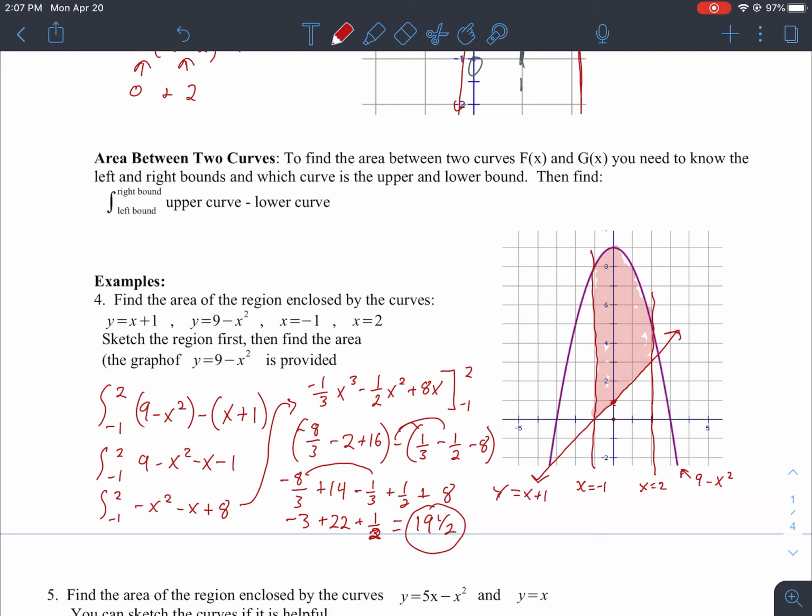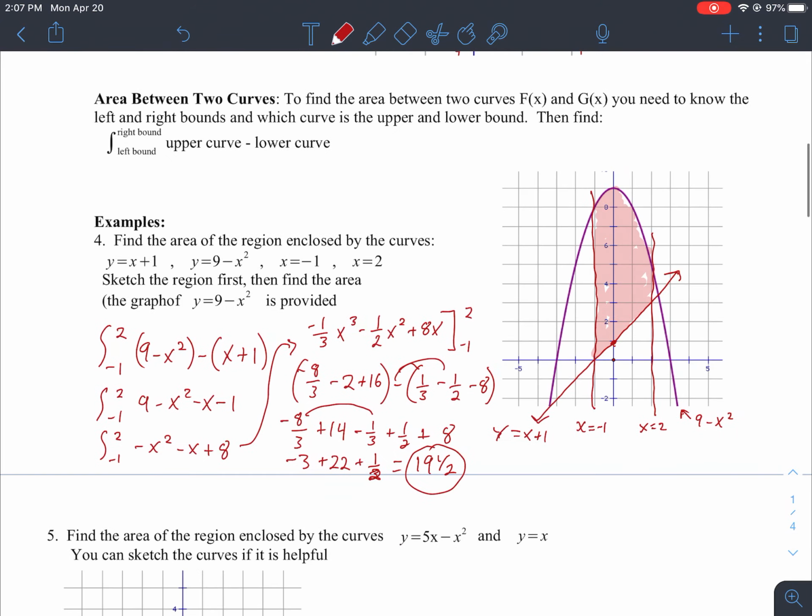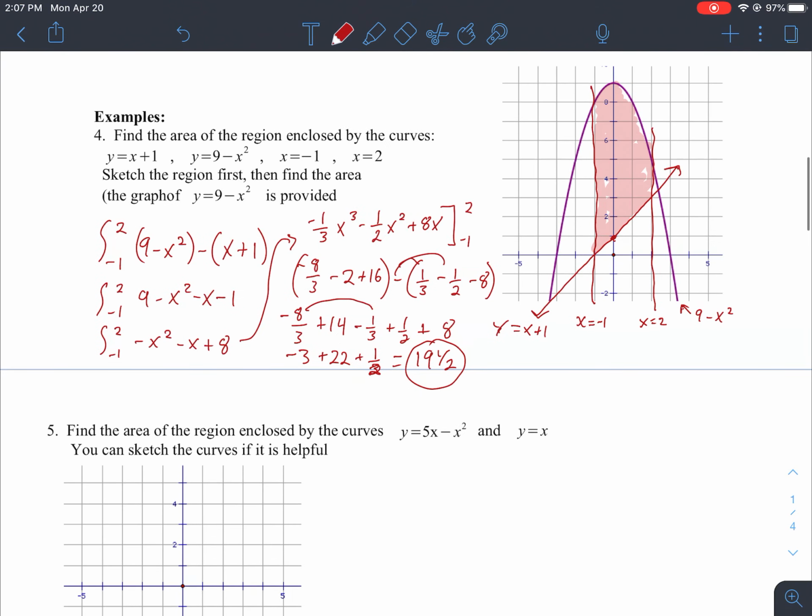Easy peasy lemon squeezy. Maybe not. At the end it got a little hairy with the fractions. There's kind of a lot of steps. It's sort of easy to make a mistake. Some of these can be a little bit of a doozy. Okay, let's try one more.